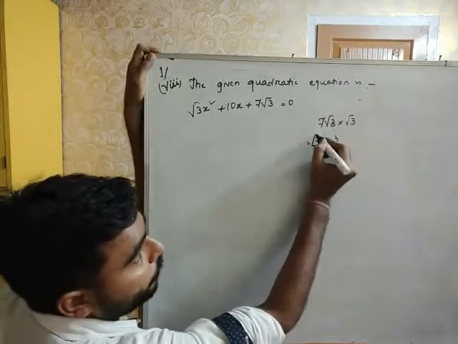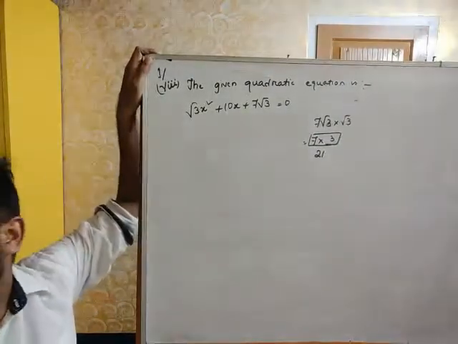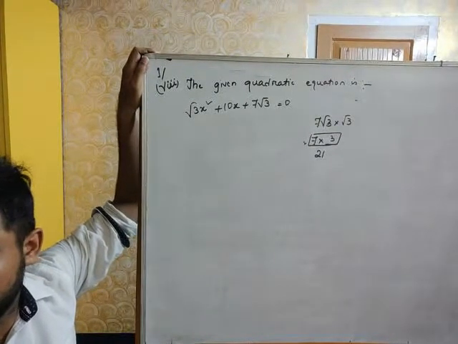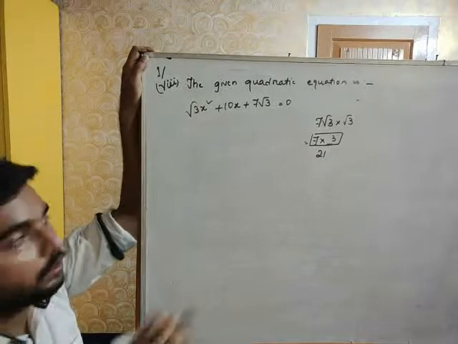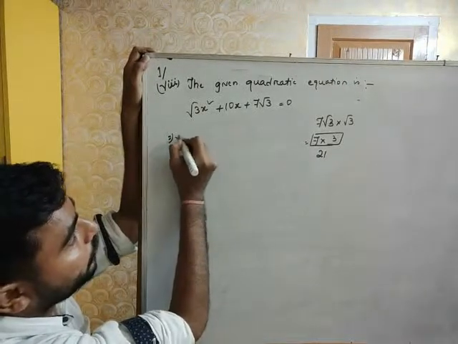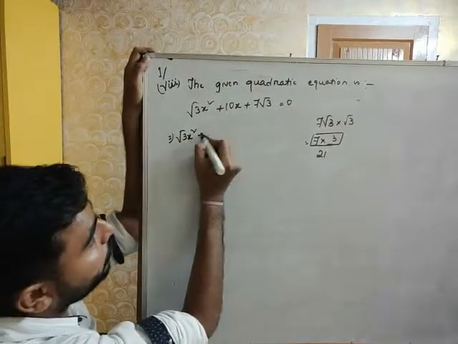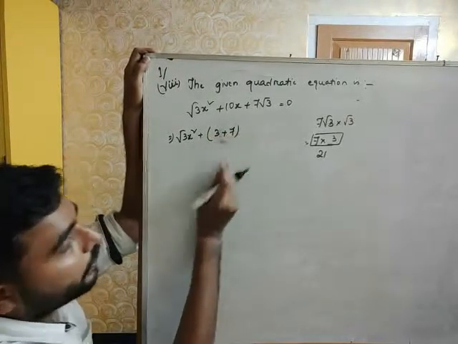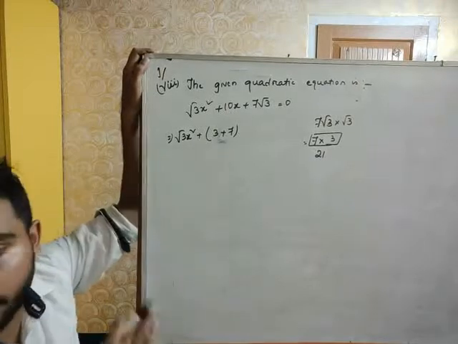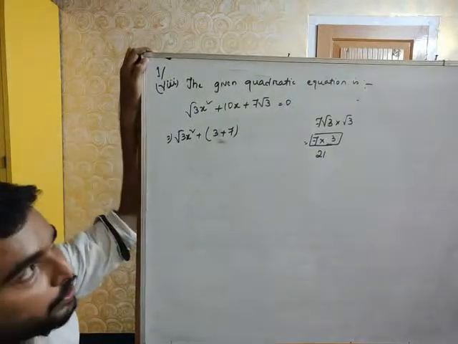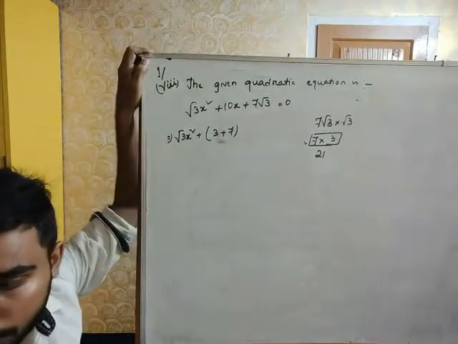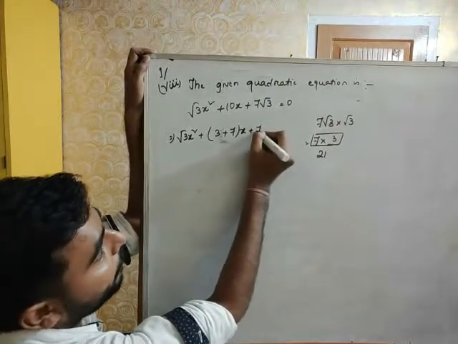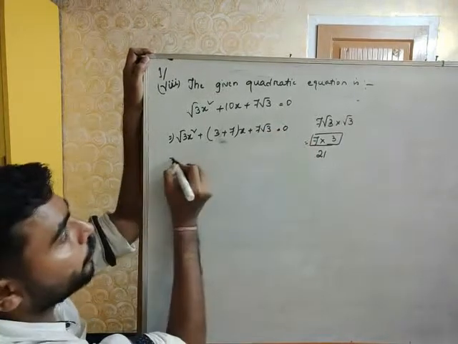So 3 plus 7 gives 10. We got it directly. Okay. So now we can do it. So which implies, I can write 3 plus 7. Why I have written 3 plus 7? Because root 3 and 3 have a common factor. Writing 7 plus 3 is not wrong, but confusion will be created for you, therefore I wrote 3 plus 7. Root 3 x square plus 3x plus 7x plus 7 root 3 is equal to 0.